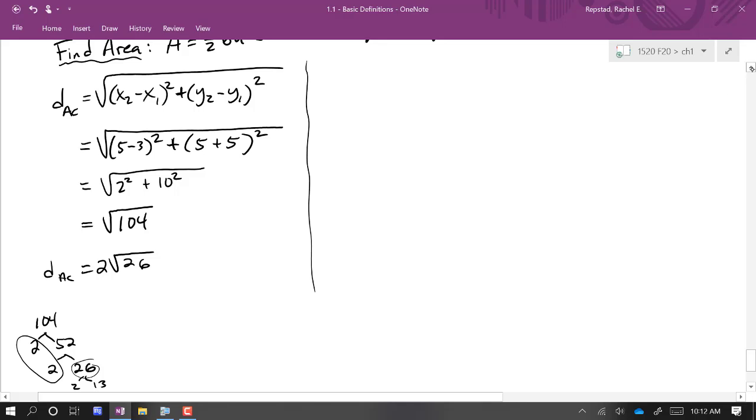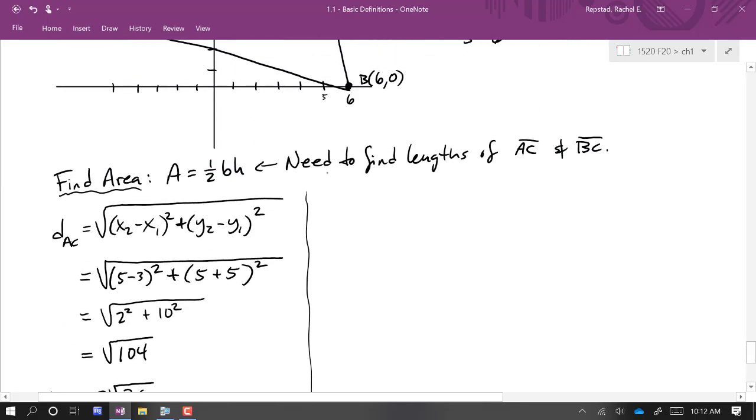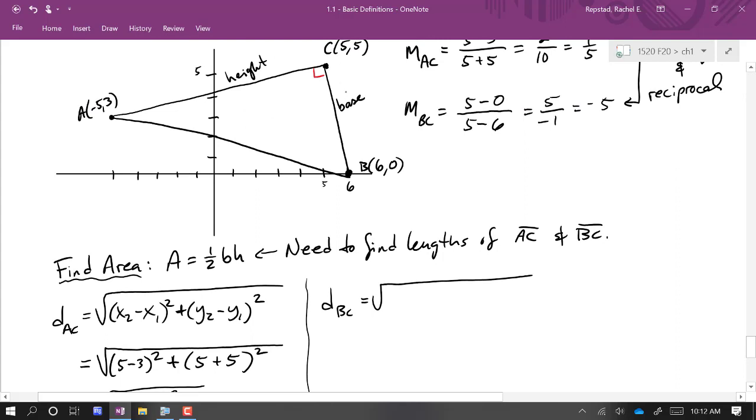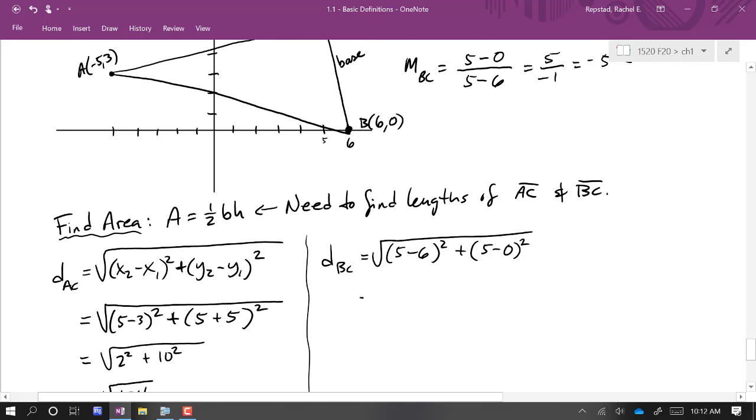Now for BC, I'm going to do the same thing. x2 minus x1 is 5 minus 6 squared plus y2 minus y1 is 5 minus 0 squared. So I get negative 1 squared plus 5 squared, and that gives us 26. So I have the square root of 26.